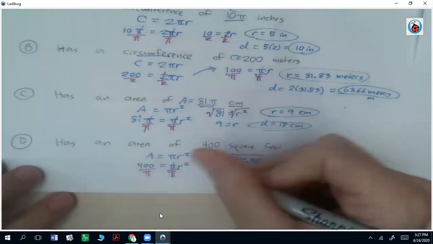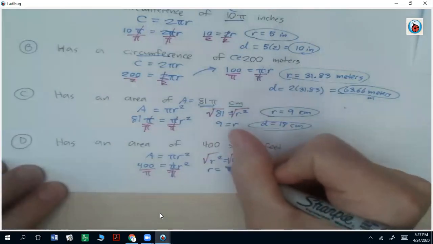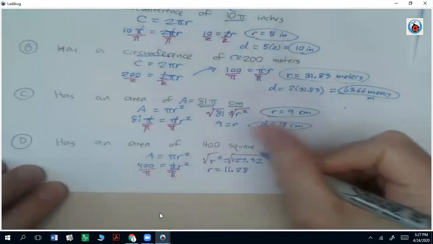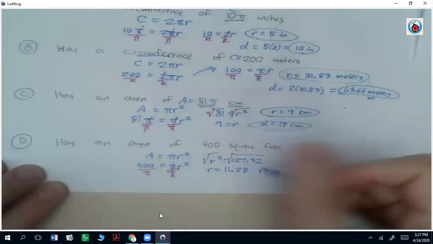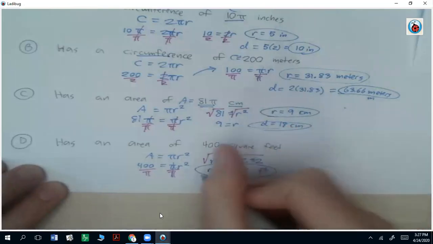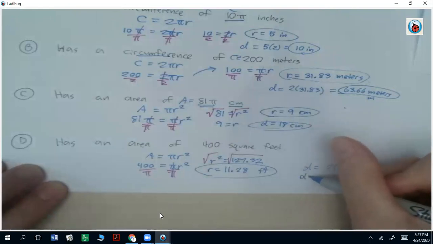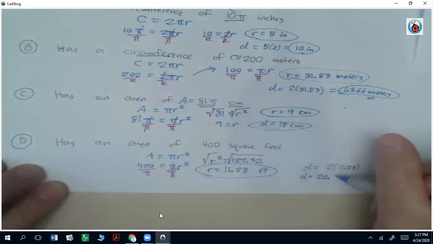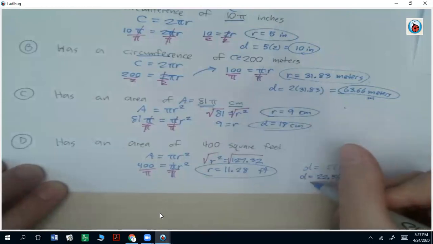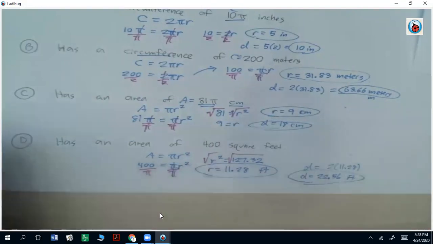So the radius is 11.28 feet. So the radius will be in feet, which makes the diameter twice that. 2 times 11.28 should be 22.56. You may want to check me on my math there. And that's how you get radius and diameter given area and circumference.